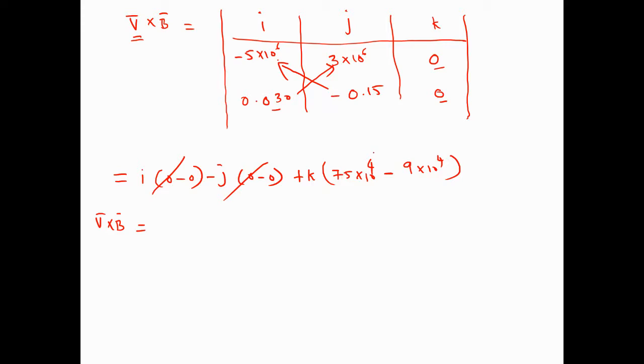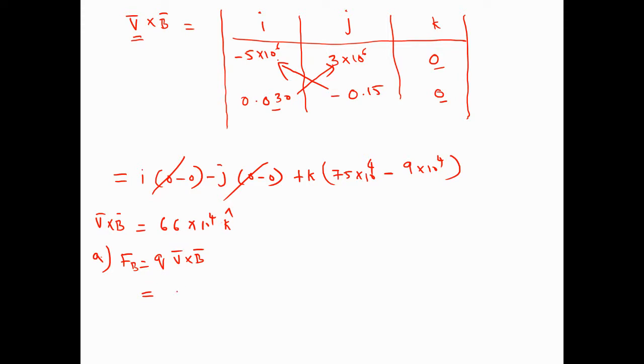75 multiplied by 10 to the power of 4 minus 9 multiplied by 10 to the power of 4. Could you please tell me the answer? 66 multiplied by 10 to the power of 4 k cap. Am I right? Yes. So we found this V cross B, but we need the magnetic force for the electron. So my magnetic force for the electron is nothing but q V cross B. So V cross B, we just calculated, which is 66 multiplied by 10 to the power of 4.